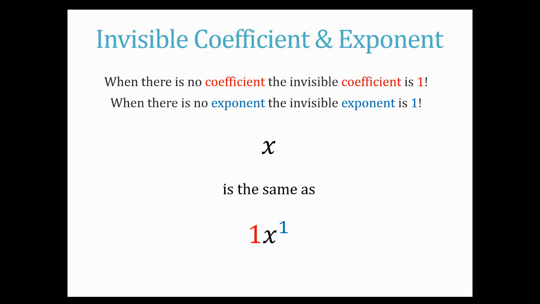So sometimes x is going to be written by itself, okay? So when there is no coefficient, so no number in front, and there's no exponent, no little number at the top, that means both of those numbers are 1. So if there's no coefficient, the invisible coefficient is 1. If there is no exponent, the invisible exponent is 1. So this is the same as this. There's technically an invisible 1 in front, and then there's a little invisible 1 as an exponent.